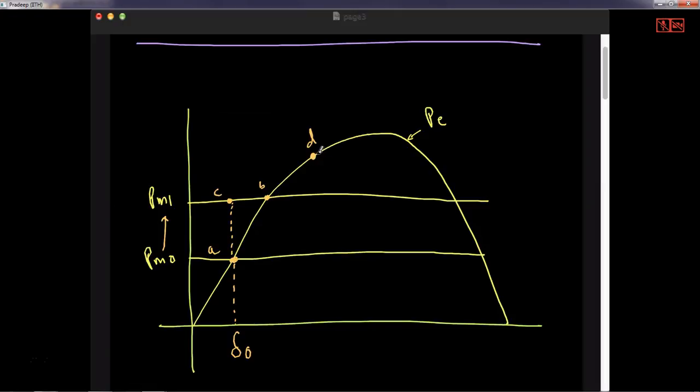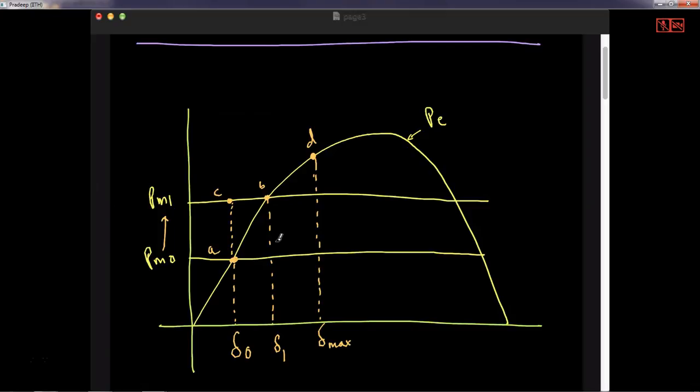At this point, electrical power is more and mechanical power is less, so the generator will start decelerating. Again it will come back. Finally, it will settle at point B. Let's mark this point as delta max, the maximum value attained by delta, and let's mark this point as delta 1. Delta naught is the initial operating point, delta 1 is the final operating point, and delta max is the maximum value achieved by delta.